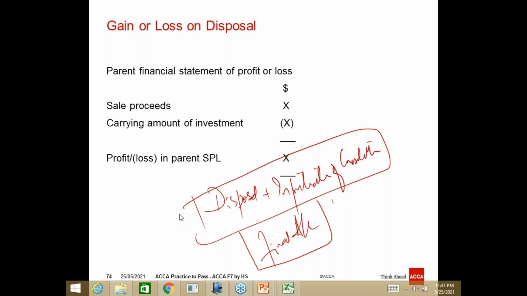So what is the dividend received from this associate? Yes, as we have discussed, because we are taking a share of the whole profit, if we have received some dividend, it should be deducted.